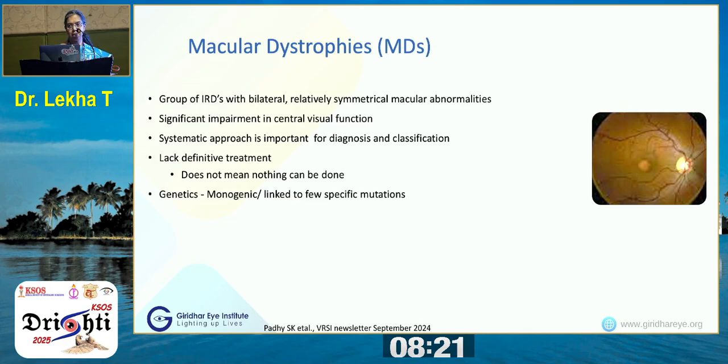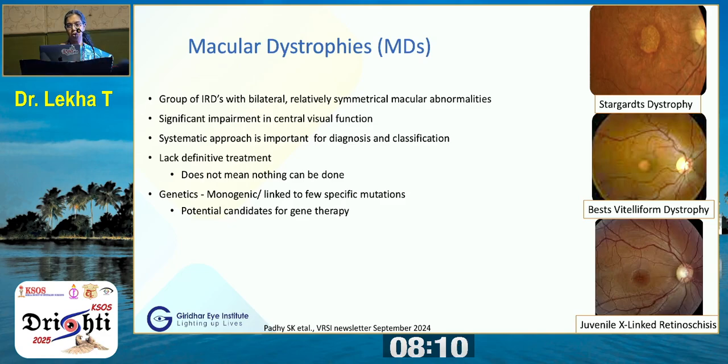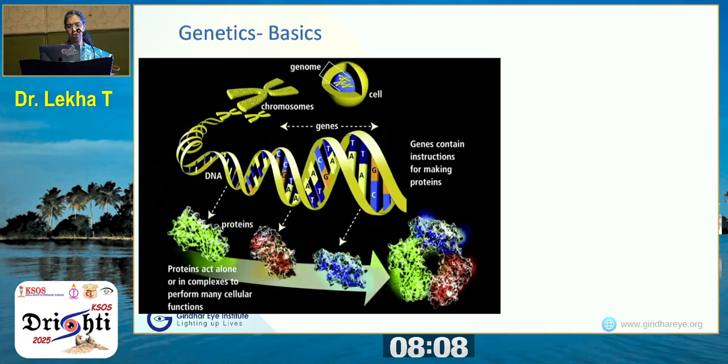And the understanding in genetics has told us that most of them are monogenic, either linked to one gene or a few specific mutations. So they are actually potential candidates for gene therapy. And these are the three most common macular dystrophies, which I am going to cover in this topic.